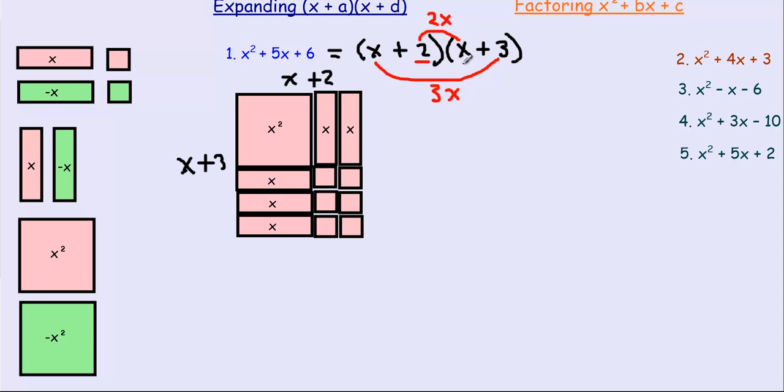Notice that 2 and 3, I just said they multiply to 6. They also add to 5. So this number here is actually the sum of the two numbers in the end, and this number here is the product.